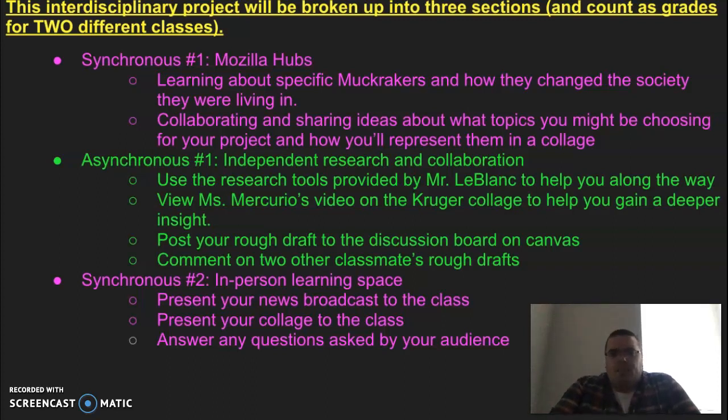The second portion of the asynchronous is obviously, let's say I'm doing world hunger. Not only am I writing the news broadcast, but I'm also creating a collage that signifies or symbolizes what the problem of world hunger is, or how it's impacting society in my perspective after doing my research.